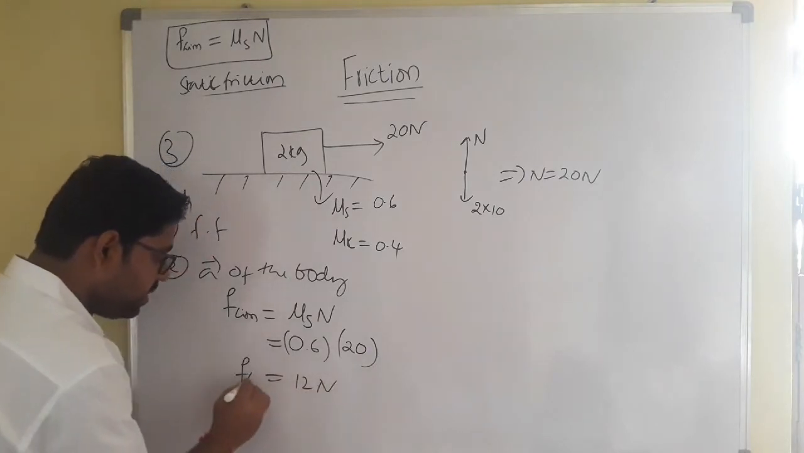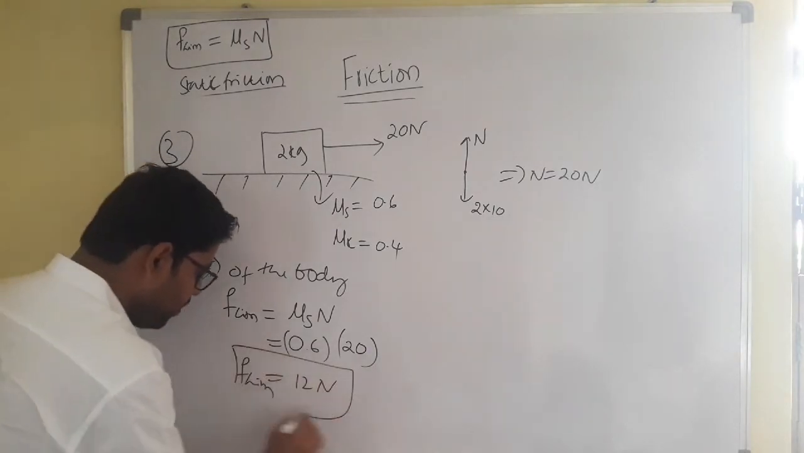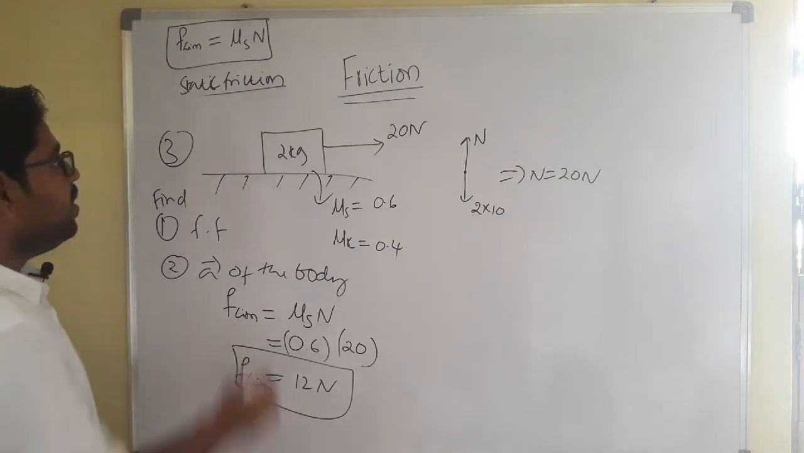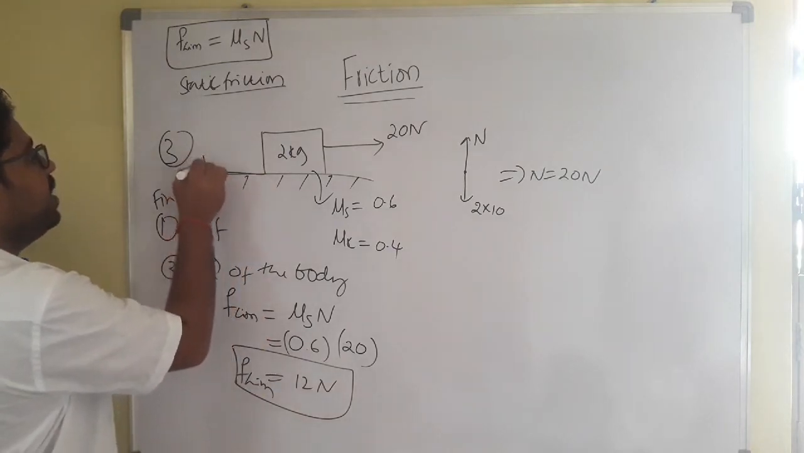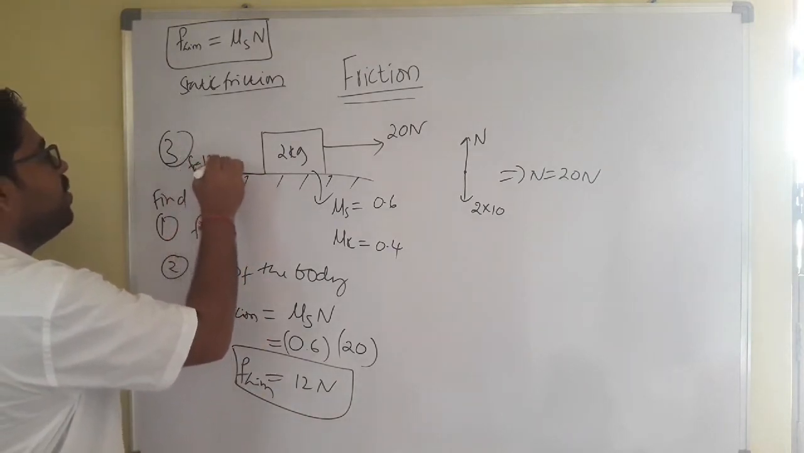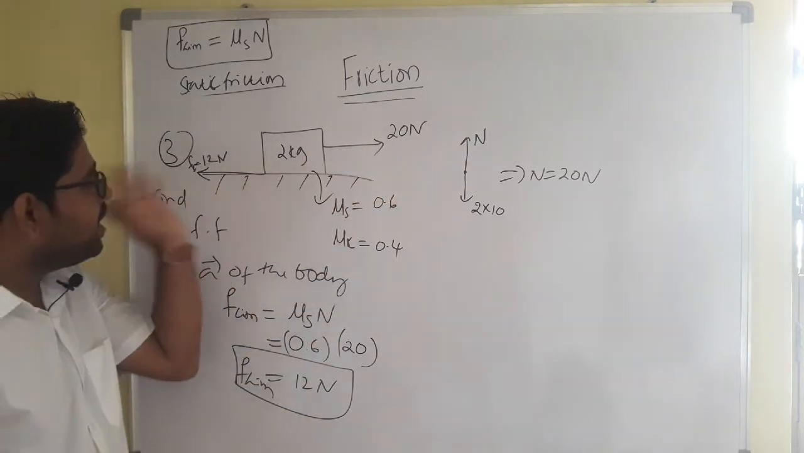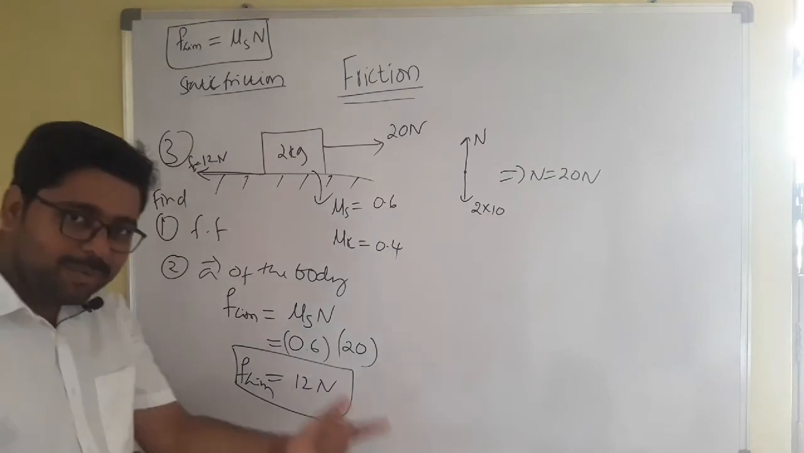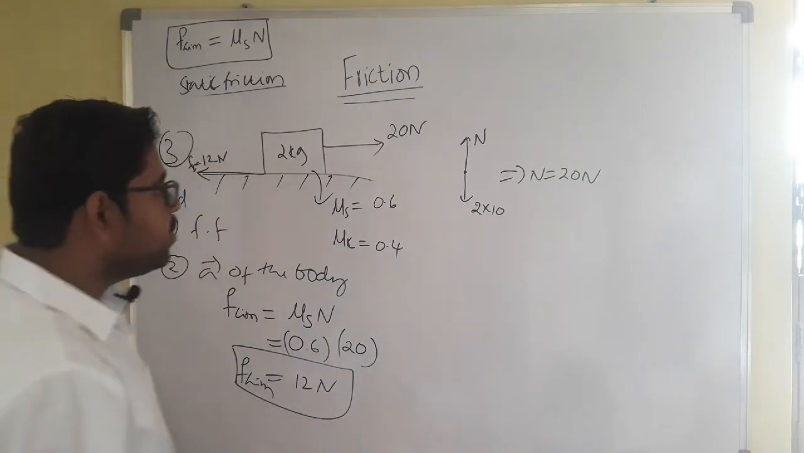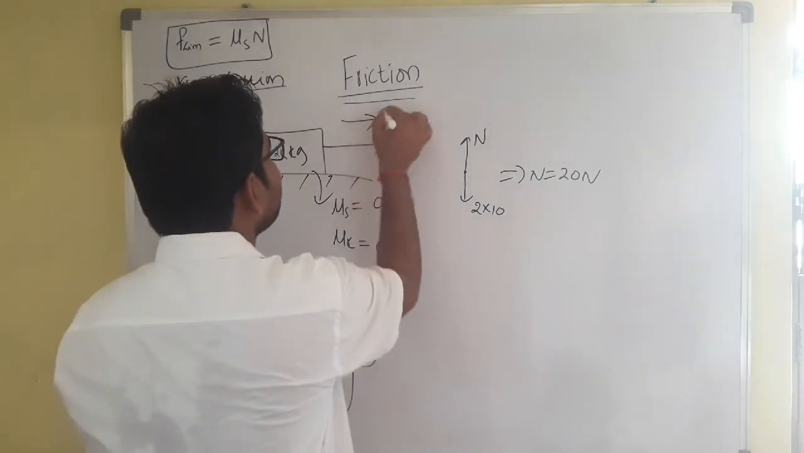So F limiting is equal to 12 Newton. The direction of F limiting will be in this direction. Now you see, F applied is 20 Newton, F limiting is 12 Newton. So will the body move or not? It will move. So if it moves, the acceleration will be in this direction.